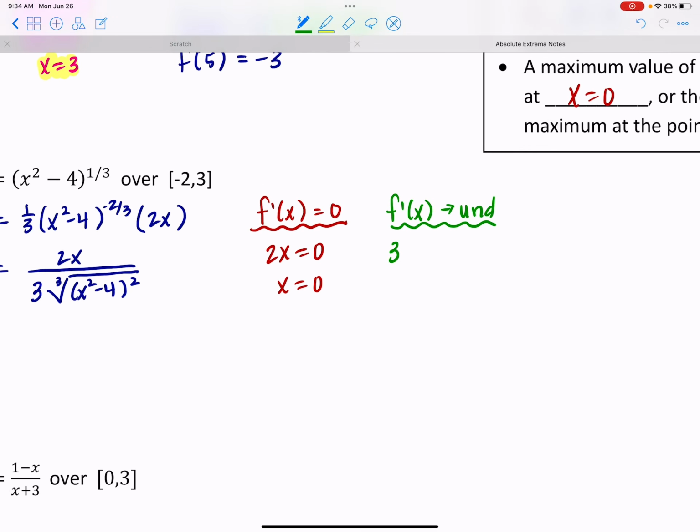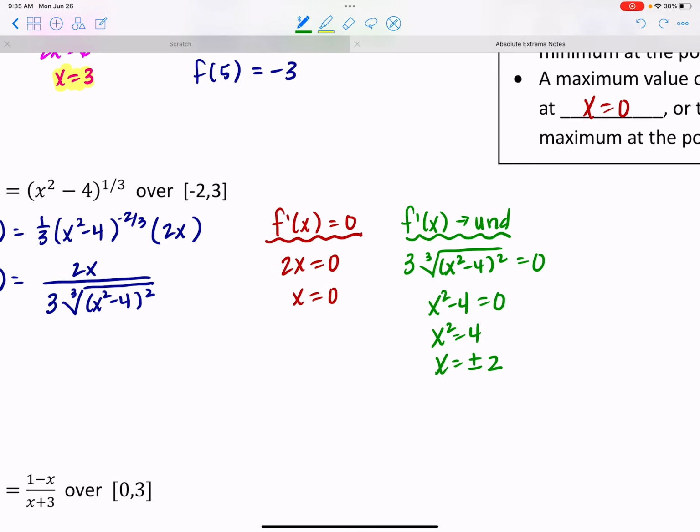So where is 3 times the cube root of x squared minus 4, squared, going to be equal to 0? Well, you could divide the 3 over, cube both sides to get rid of the cube root, and square root both sides to get rid of the square, but all that's going to happen to the 0, which means ultimately we need to know where x squared minus 4 is going to equal 0. So if we add the 4 over and then take the square root, we're going to get a positive and a negative 2.